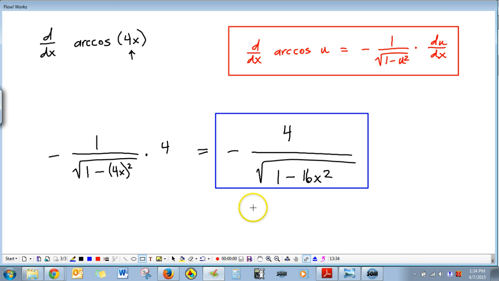So hopefully those examples show you how you use the chain rule along with the formulas for the derivatives of inverse trig functions.